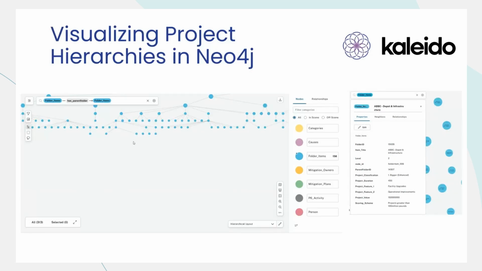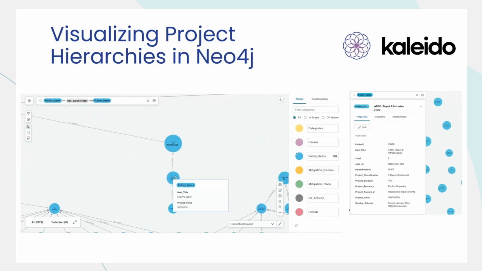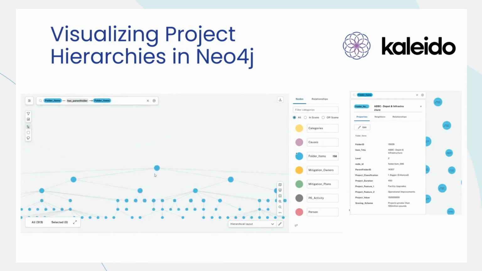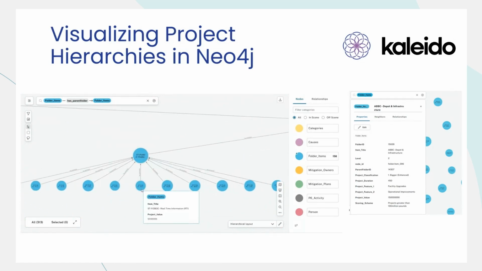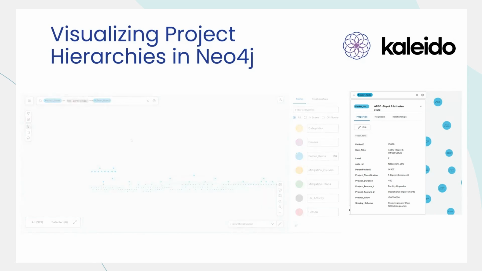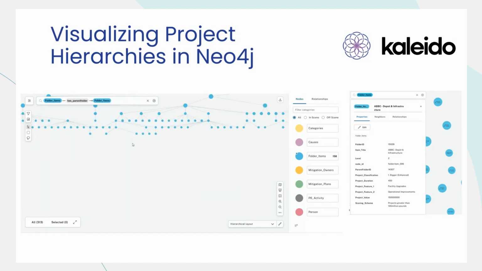So I'll just play that video again. And this vertical arrangement reflects the tree-like organization of the projects, showcasing how larger projects might encompass several sub-projects. And then on the right-hand side, you can see the properties that we're able to see by selecting a specific node, like the one labeled depot and infrastructure. And we can delve into its detailed properties and see a bit more about that particular project.